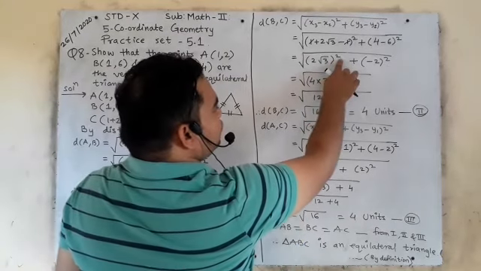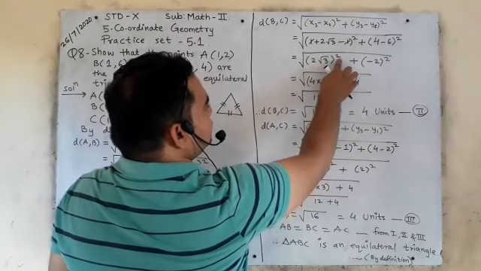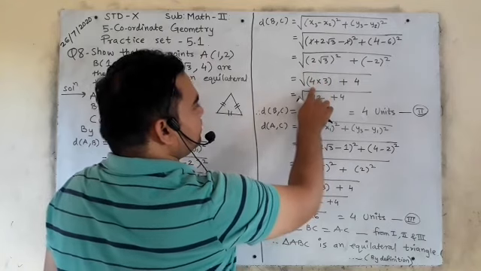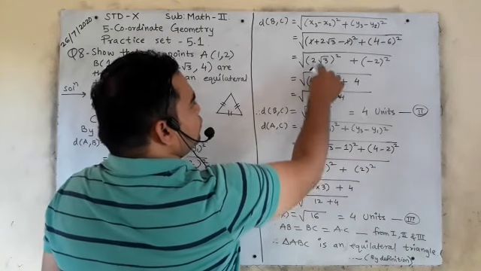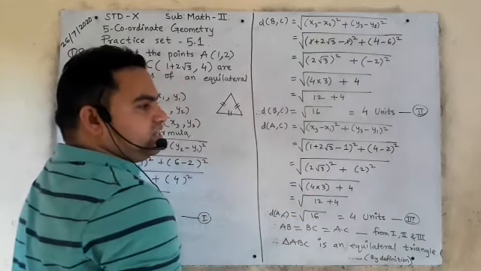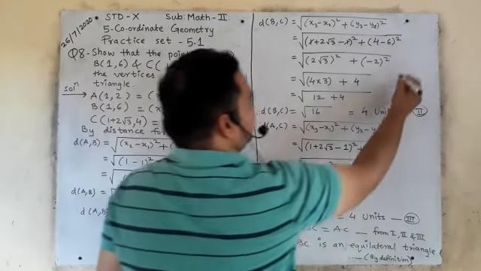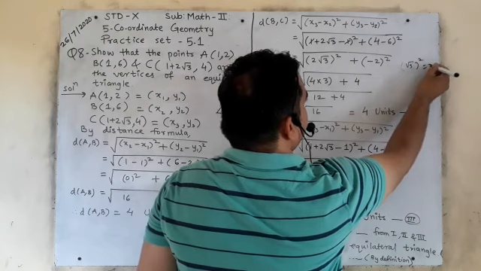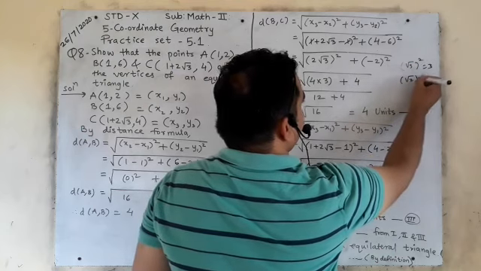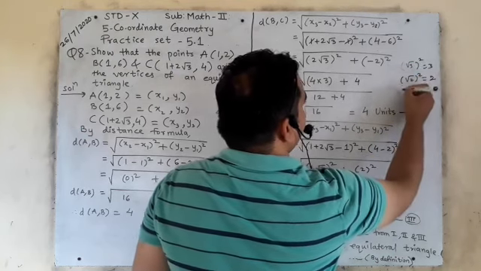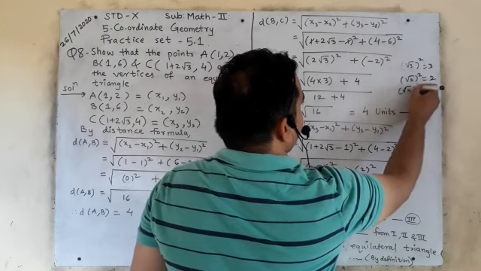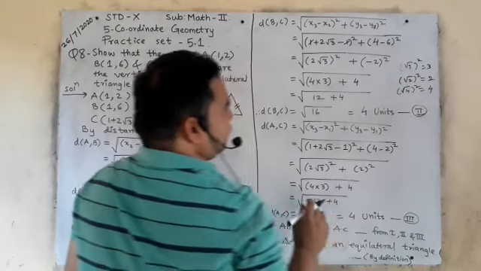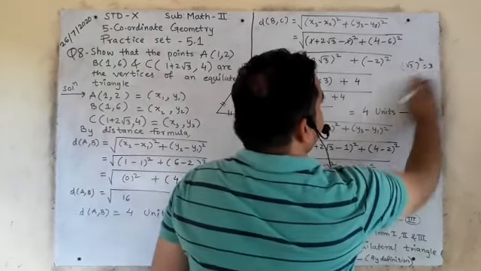So this square you will give to both of them. This square you will give to 2. So 2 square is 4, multiply. Root 3 square is pure 3. You know, we have already learned it. Root 3 square is equal to 3. Root 2 square is equal to 2. Root 4 square is equal to 4. I hope you understood here.